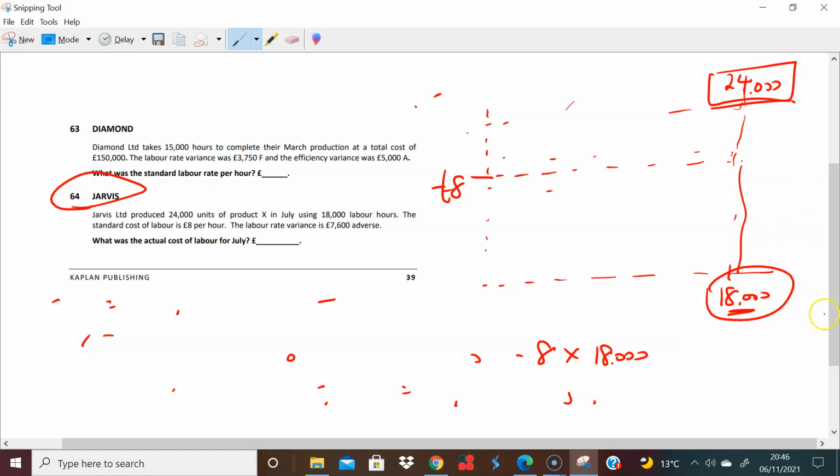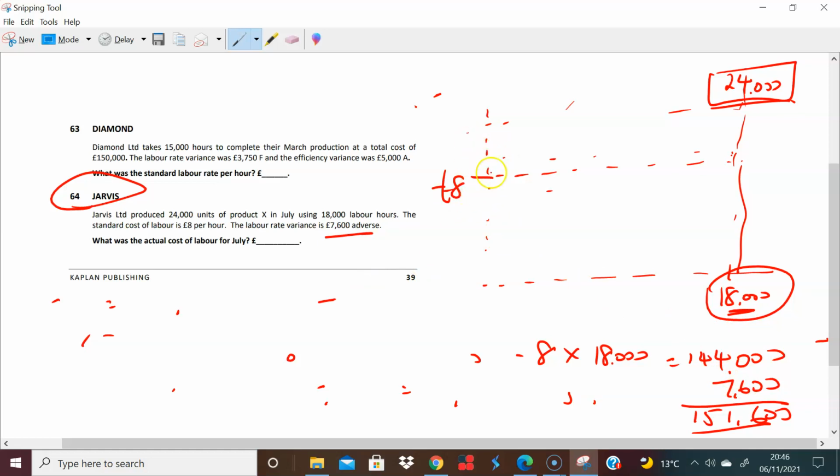You should have spent 144,000 pounds. The question says that you are 7,600 adverse, so you spent an extra 7,600. So an extra 7,600 takes us to 151,600. So you actually spent 151,600. That's the actual cost for July. That's just simply what's going on. You spent 7,600 more than you should have.